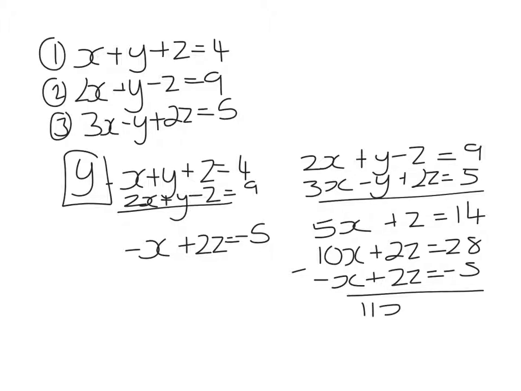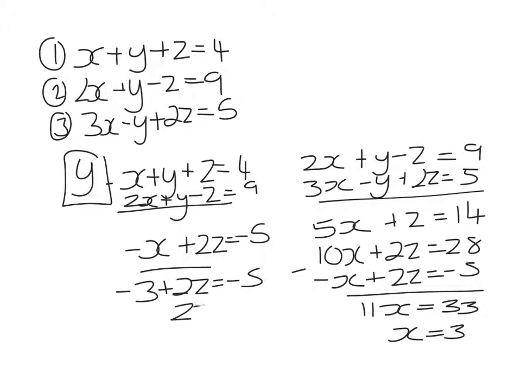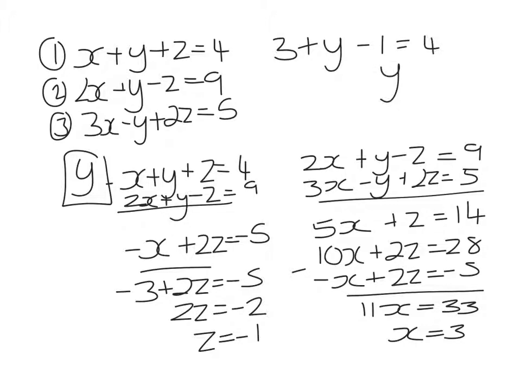So that gives me that 11x equals 33. So x is 3. If we use this, minus 3 plus 2z equals minus 5. So 2z had to equal minus 2. So z must have been minus 1. And finally, x plus y plus z, so 3 plus y plus minus 1, has to equal 4, which gives me that y must have been 2, which gives me x is 3, y is 2, and z is minus 1.